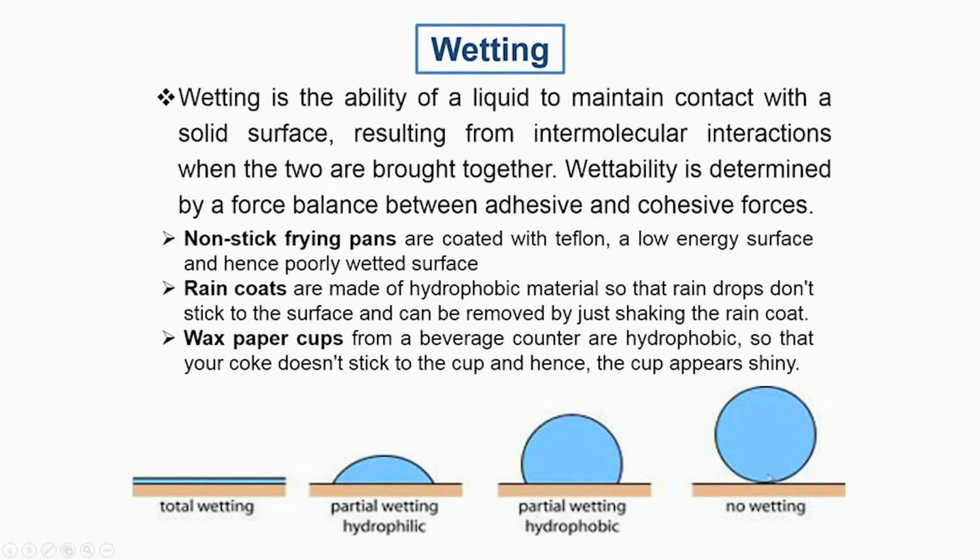This can be made possible either by changing the surface contour, the topography of the surface, by creating certain patterns, or by changing the chemistry so that the surface tension is modified, as a result of which the contact angle is very high.